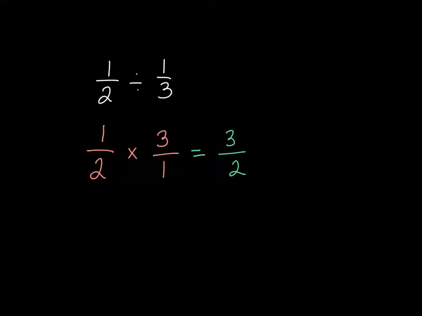And then if you did all the canceling, you shouldn't need to reduce. But we can change to a mixed number. 2 goes into 3 one time, and there's 1 left over. So this would be 1 and 1/2.